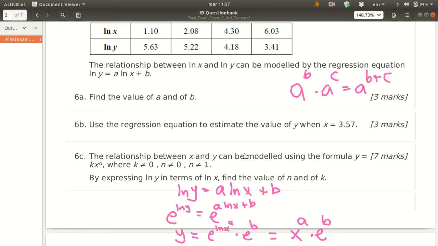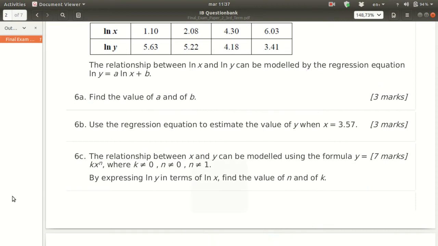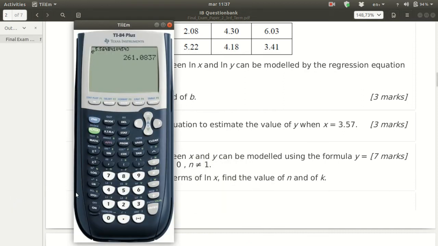So the relationship between x and y can be modeled using a formula, find the value of n and k. So what is the value of n? It's a. What is the value of k? k is e to the power of b. And remember that b, we found it in this part, 6a. So it's just taking that value of b and using it as an exponent. So you can do that on your calculator.